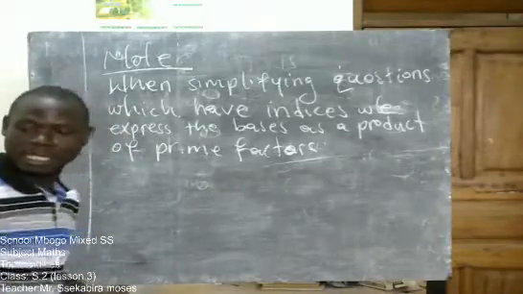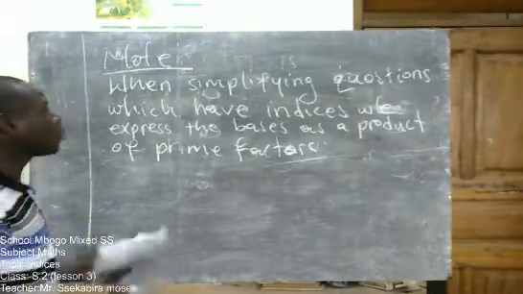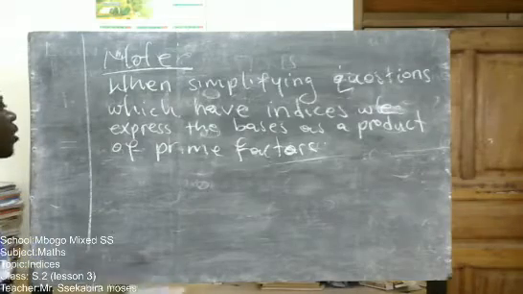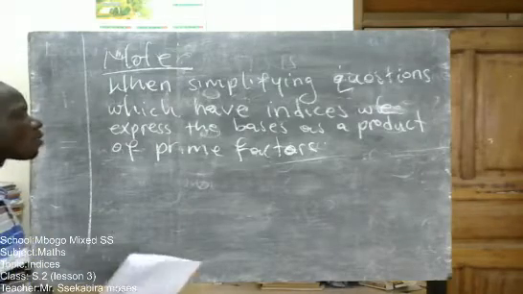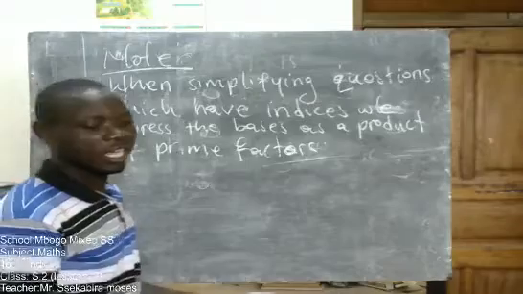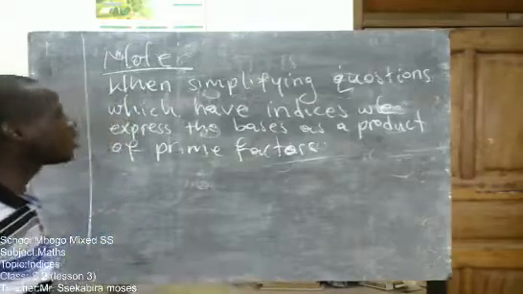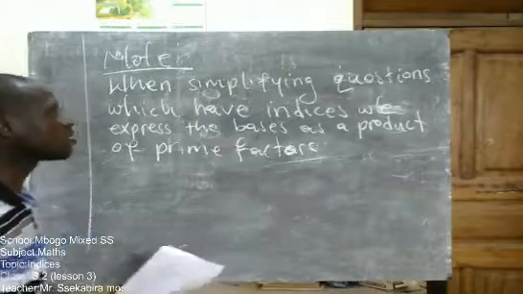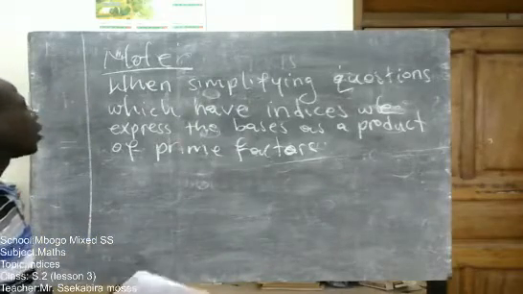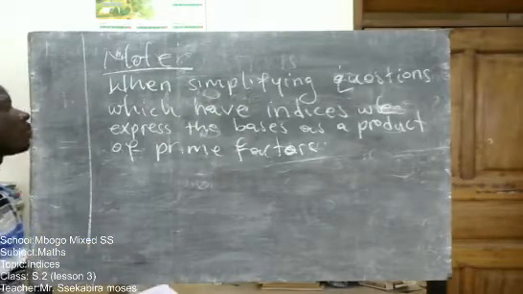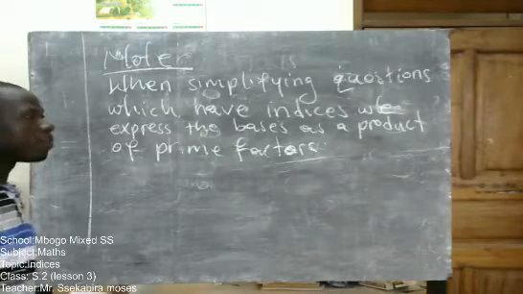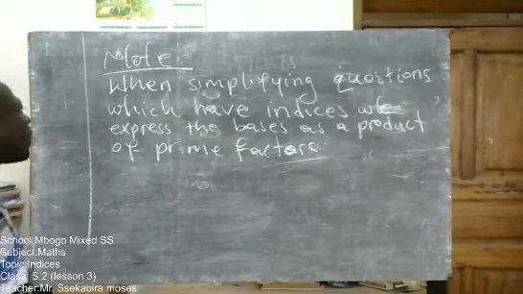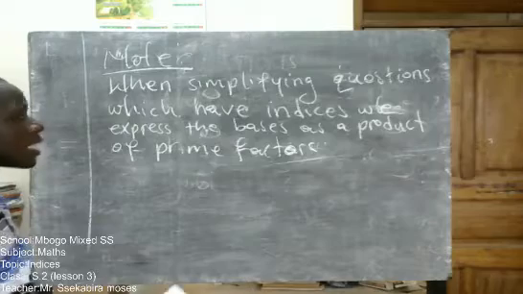The base should be a prime number. That is a very big note. If you don't want to find problems as far as indices are concerned, always when you find such a question dealing with indices, make sure that you express the base as a product of prime factors. That is the senior one work.